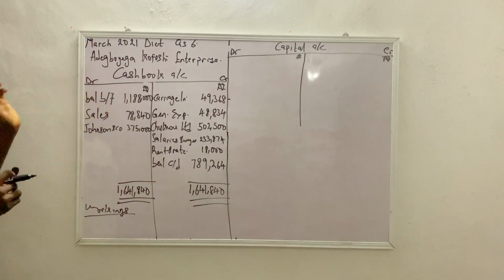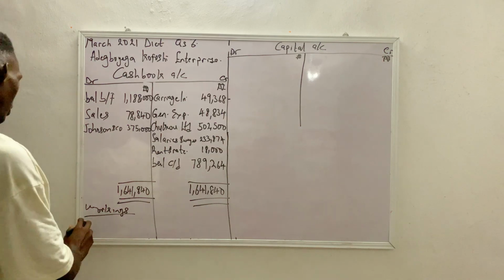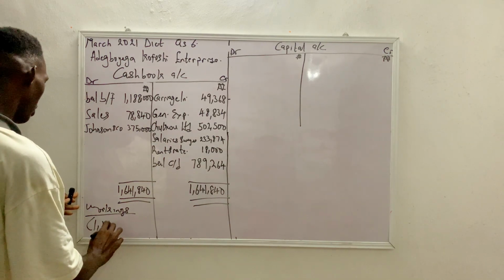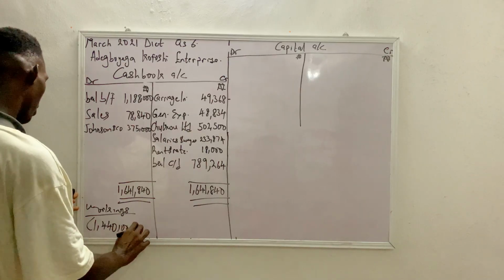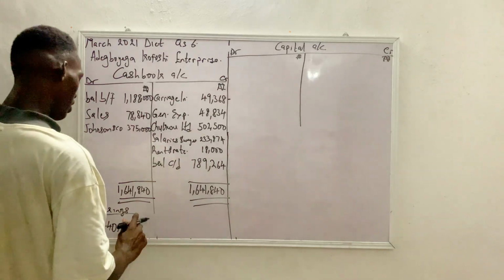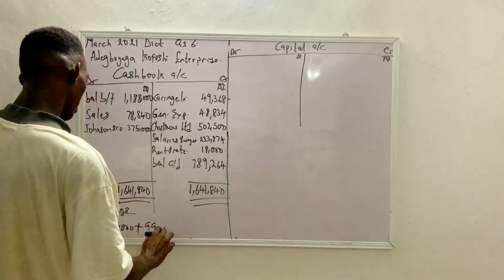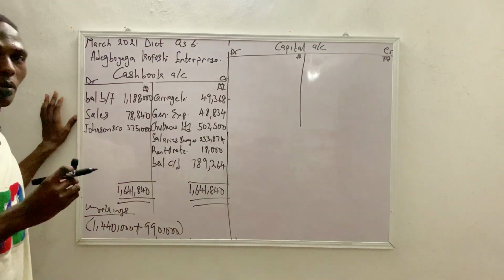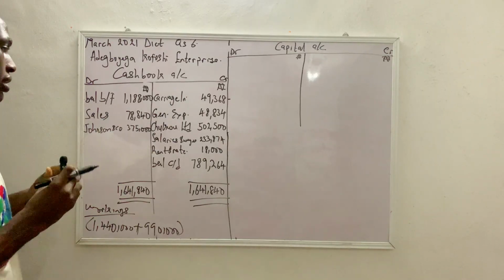So if we are to omit our loan from this, then we'll be left with 1.44 million plus 990,000 naira, because our loan is not part of our capital. Loan is the other liability.